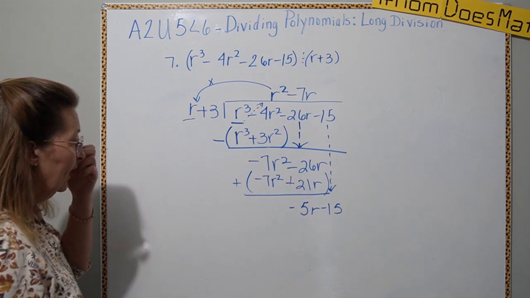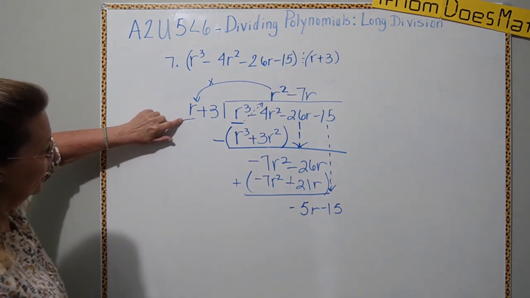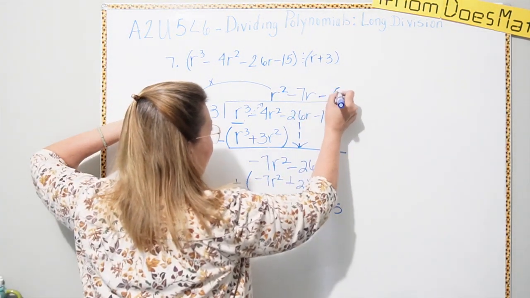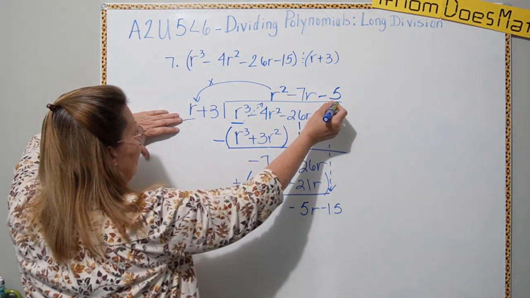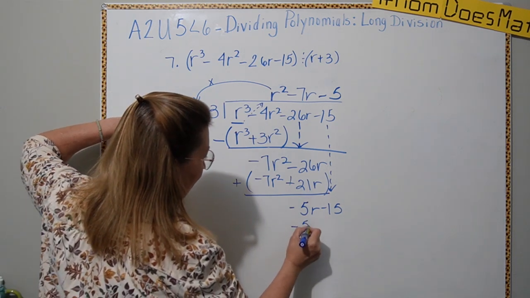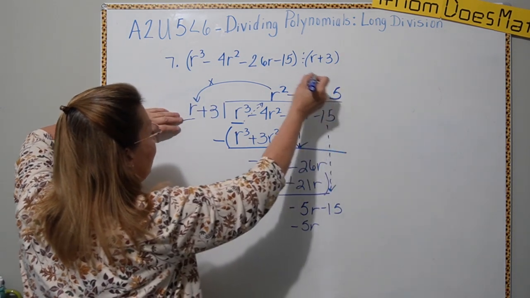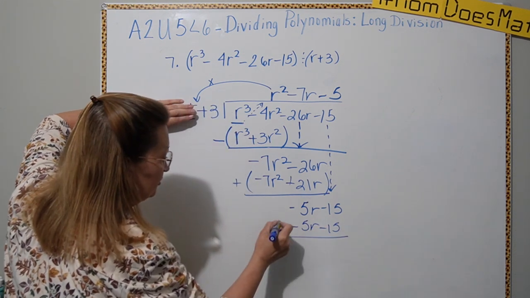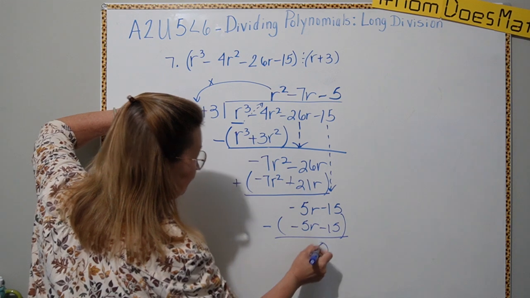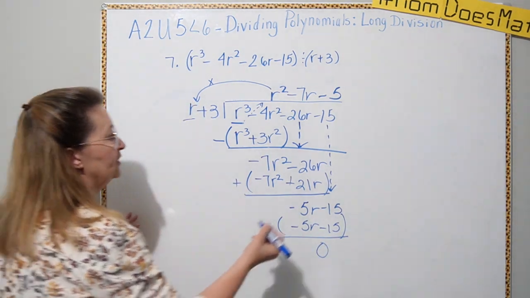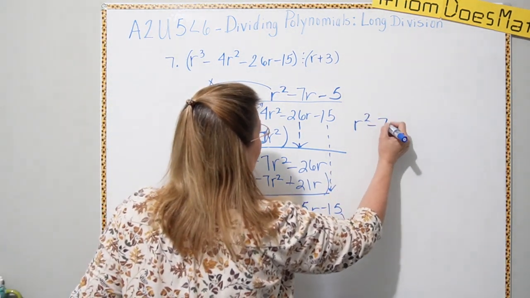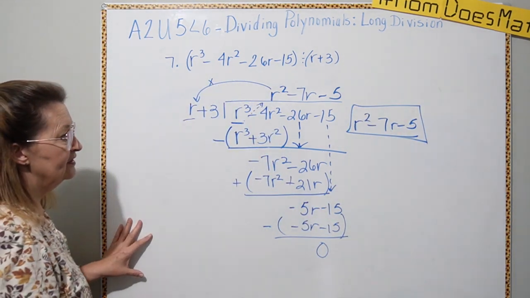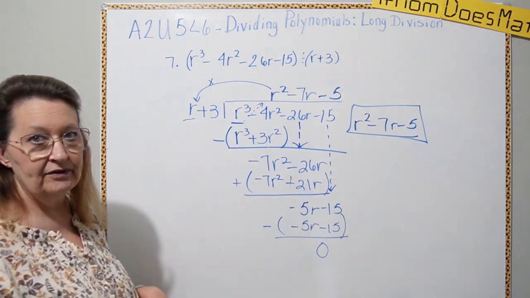Okay, so now I ask myself, how many times will r go into negative 5r? Well, negative 5 times. So when I multiply negative 5 times r, I get negative 5r. And when I multiply negative 5 times positive 3, I get negative 15. Now, since those two match, when I subtract, I get a 0 remainder, which is fantastic. So what I have up here is my final answer. r squared minus 7r minus 5.